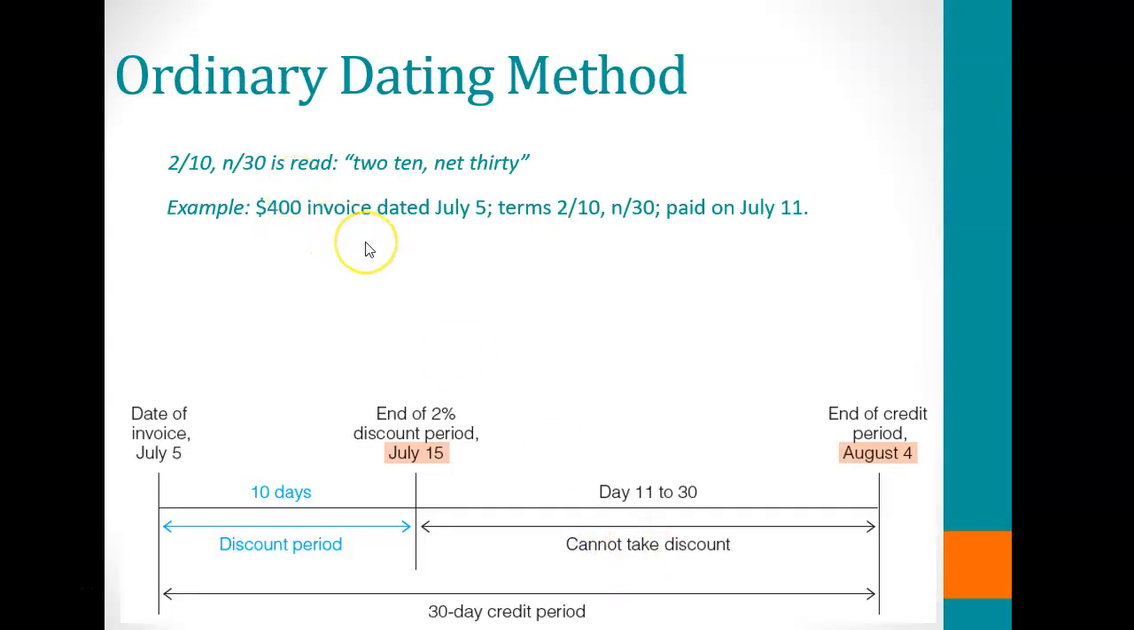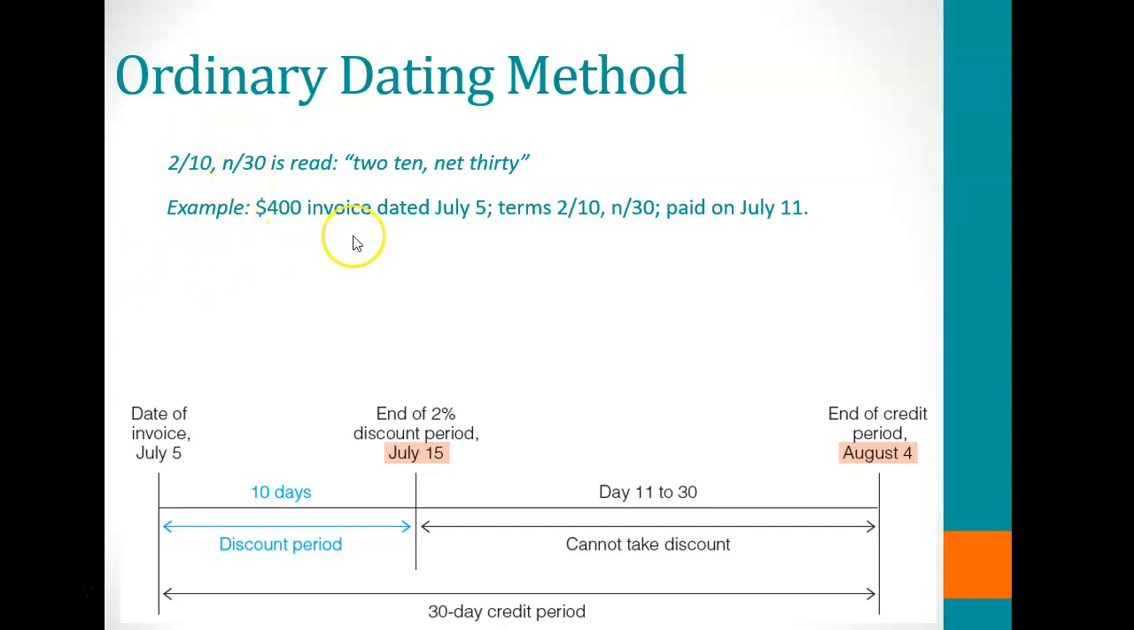So on the actual invoice, you may see terms such as 2/10, comma, n/30, which reads 2 10 net 30. Perhaps you're saying, what does that even mean? I'm glad you asked that question. This says if you pay within 10 days, you'll receive a discount of 2%. Otherwise, the net amount is due within 30 days.